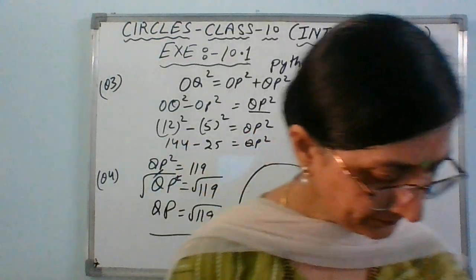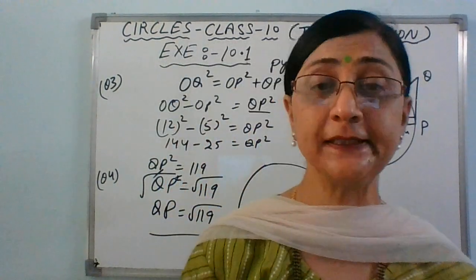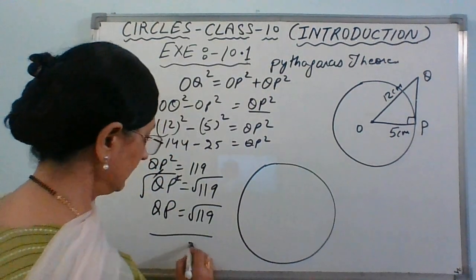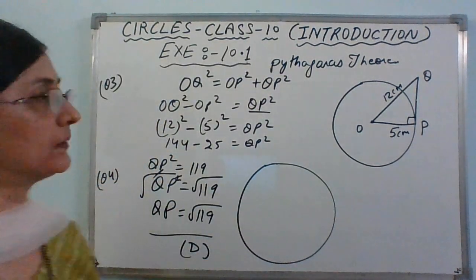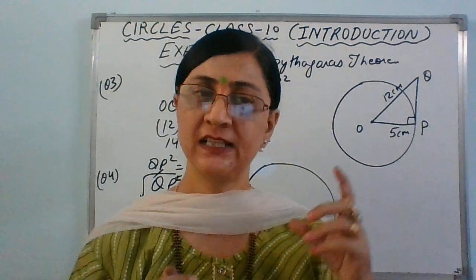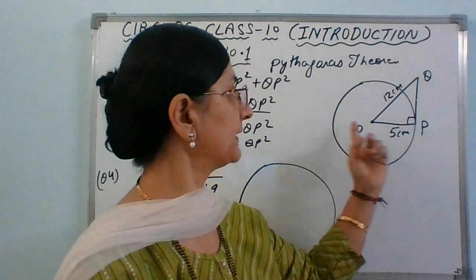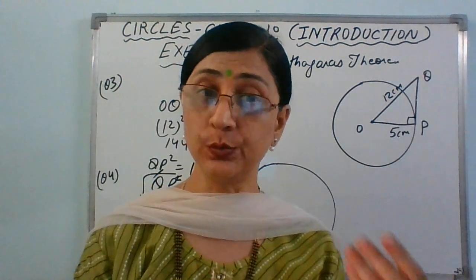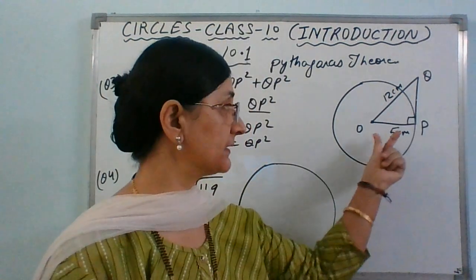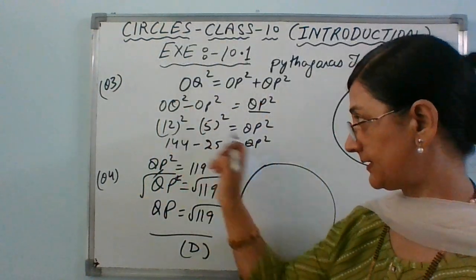So it is a multiple choice question, right? The option D will be the answer. So this was all about question number 3. Here the radius is given. We have to find the length of the tangent, and the OQ distance is given. So OQ was the hypotenuse. This is given. The base and perpendicular we have to find using Pythagoras.